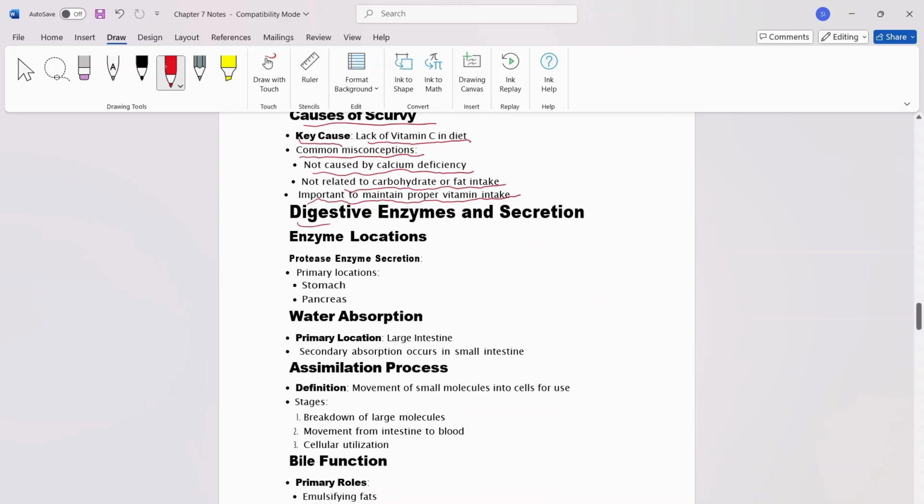Next, we will talk about digestive enzymes and secretion. Enzyme locations. Protease enzyme secretion: the primary location includes the stomach and pancreas. Then water absorption. The primary location is the large intestine. Secondary absorption occurs in the small intestine.